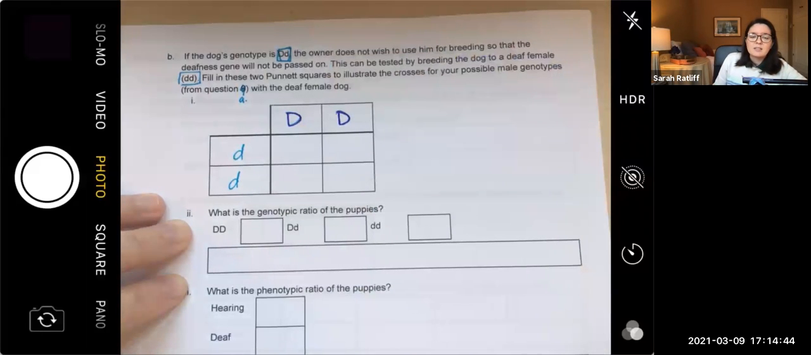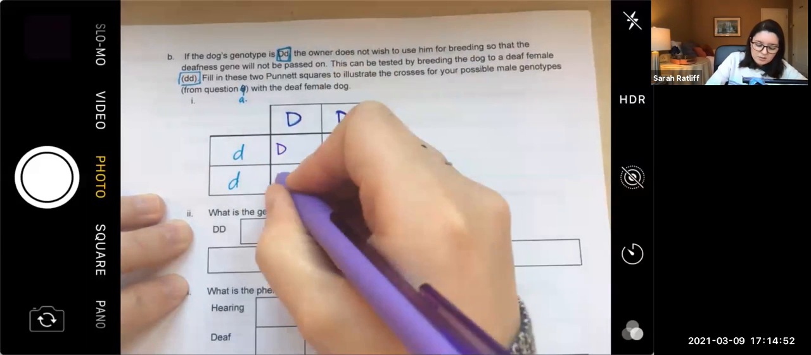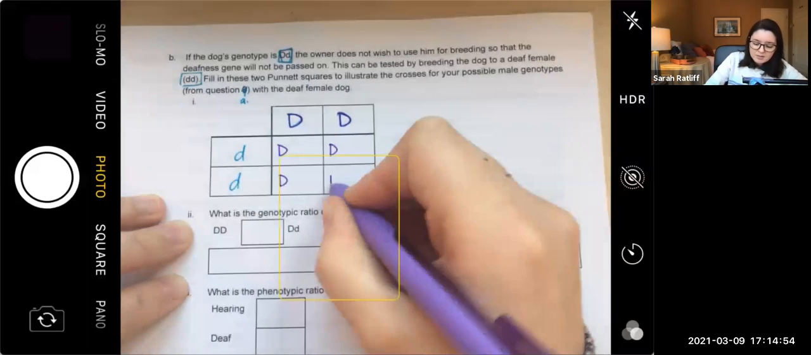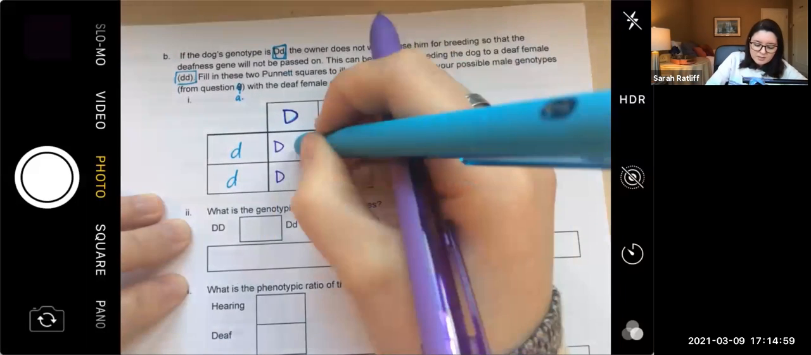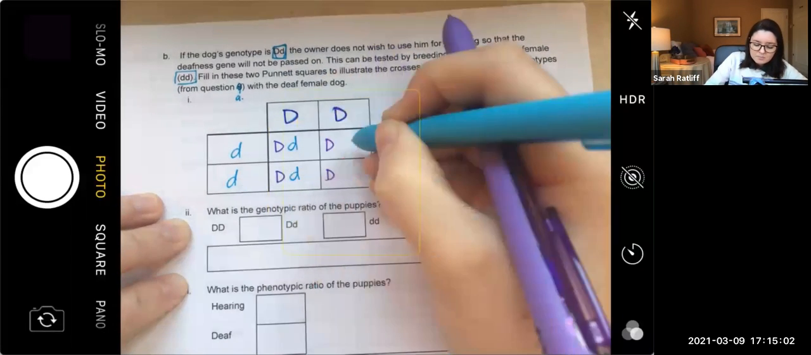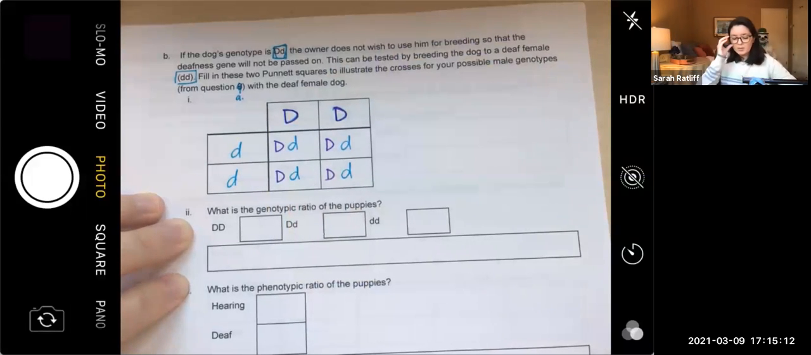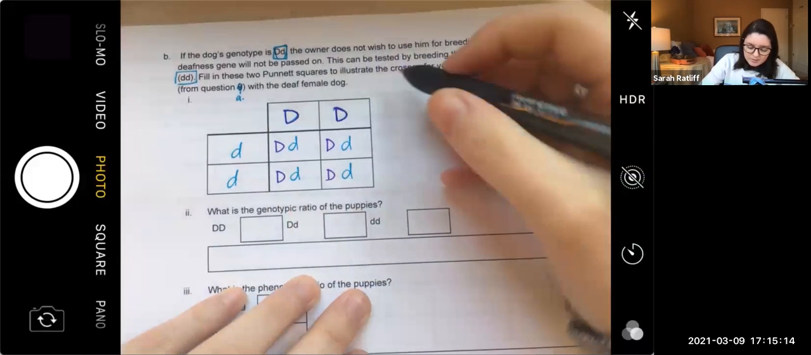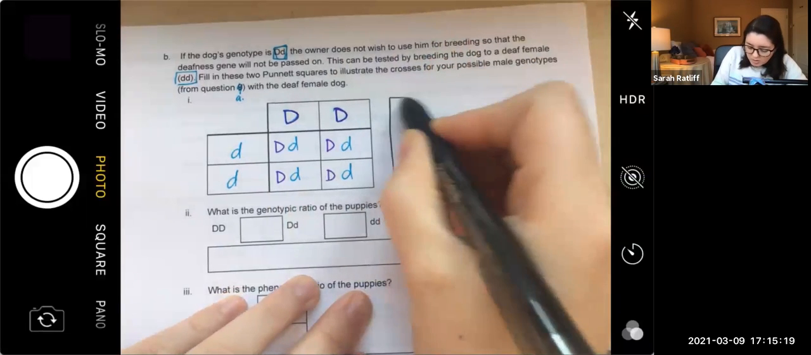Best practices tell us capital letters come first. So I'm just going to drop down some D's here just to get them out of the way. I know they'll come first. All of these puppies are going to get a capital D from Dad. And going across, we're going to fill in all of these little D's from Mom. Cool, cool, cool. Let's do our second Punnett square really quick so that we can figure out Gilbert's genotype here.